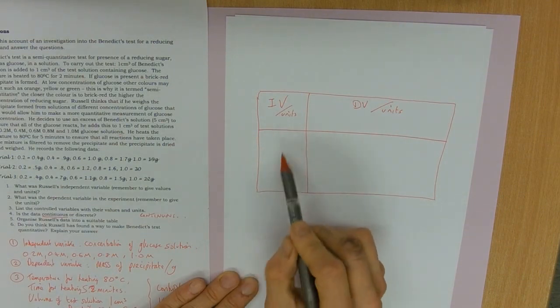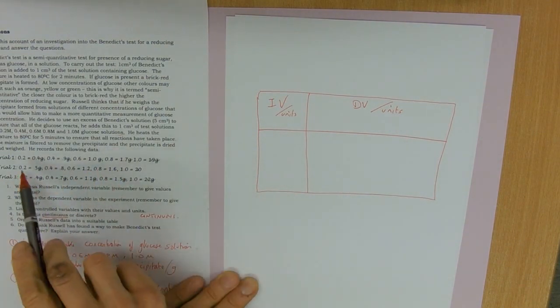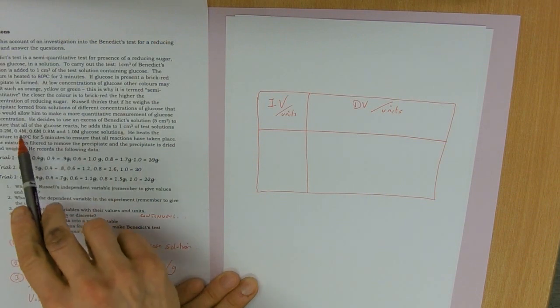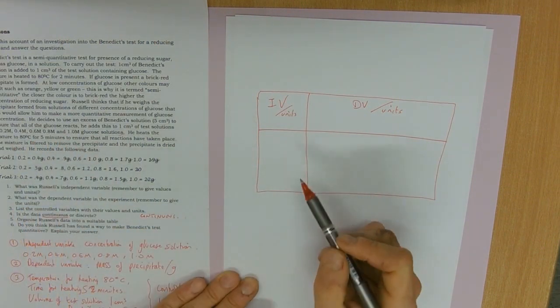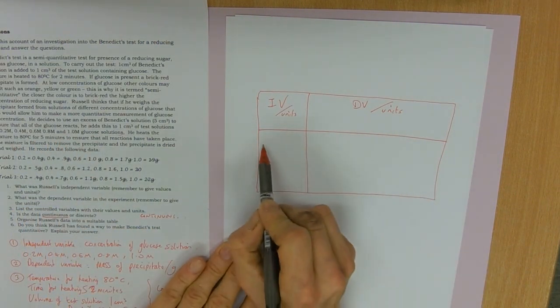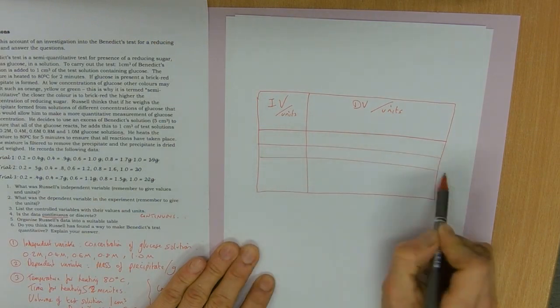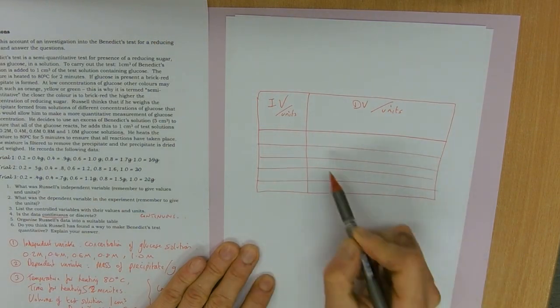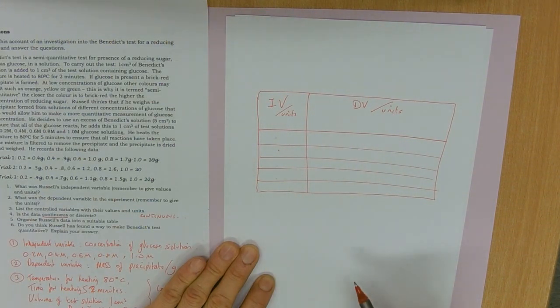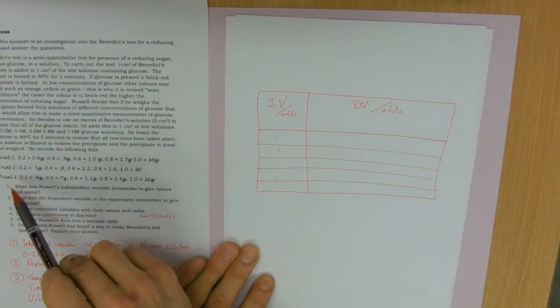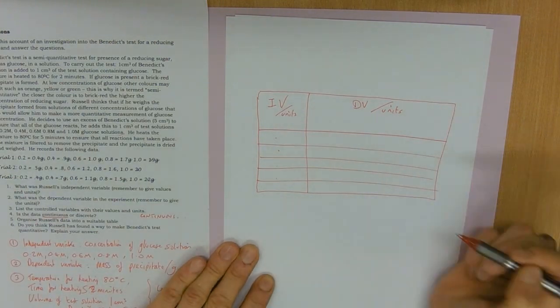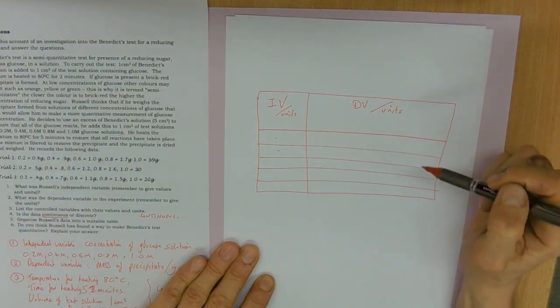Our independent variable, well, we've got 1, 2, 3, 4, 5 things. So if I've got 5 things, I want 4 lines in here. 1, 2, 3, 4. So that's now my 5 things down there. How many repeats have we done? Trial 1, trial 2, trial 3, and we calculate a mean. So this is the tricky bit.